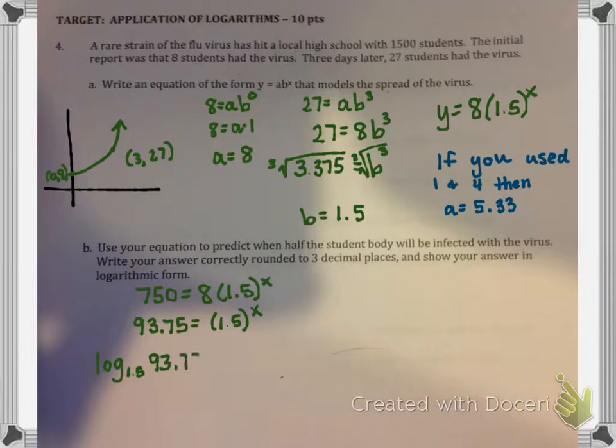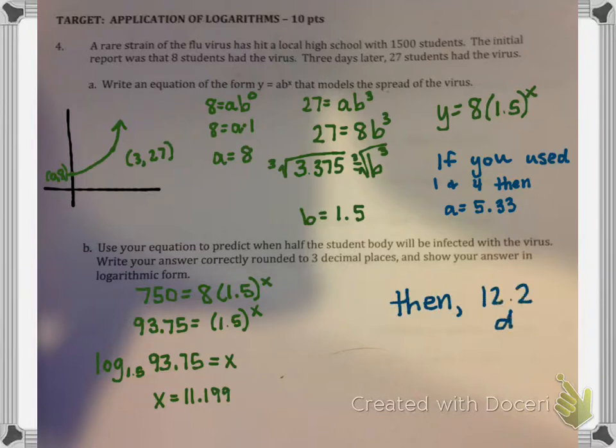And then we go ahead and switch that from exponential form into logarithm form. Okay, so now it's in this form, which is what we asked for, your answer in logarithmic form. And then you had to take that and plug it into your calculator as well to give us an answer that's correctly rounded to 3 decimal places.